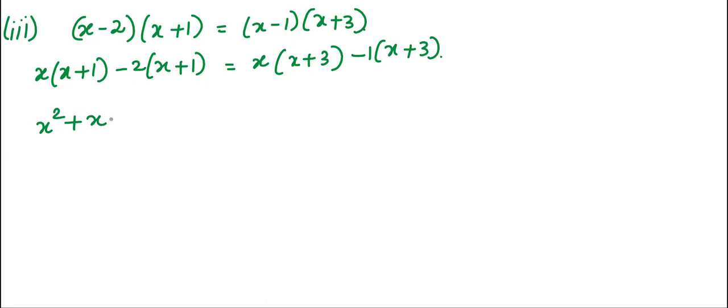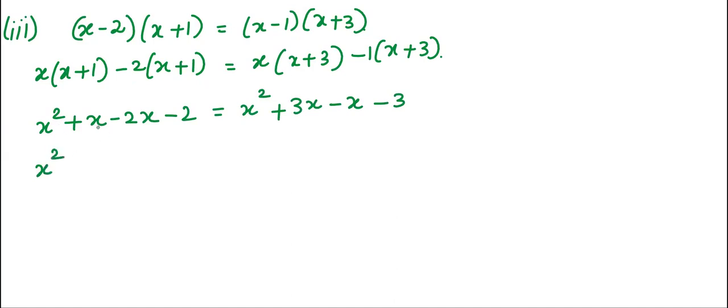Minus 2 into x will become minus 2x. Then minus 2 into 1 will become minus 2, which is equal to x into x will become x square. X into 3 will become 3x. Minus 1 into x will become minus x. Then minus 1 into 3 will become minus 3. Now again combine the like terms.